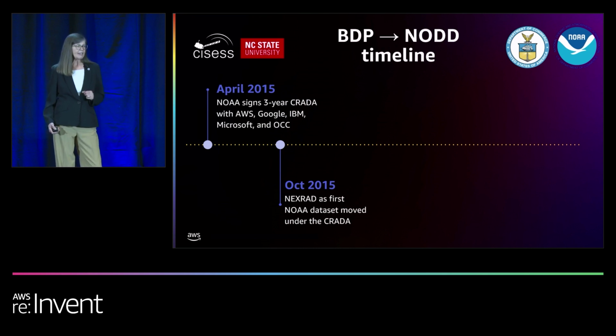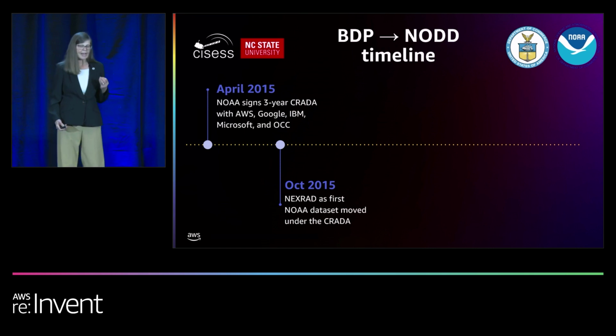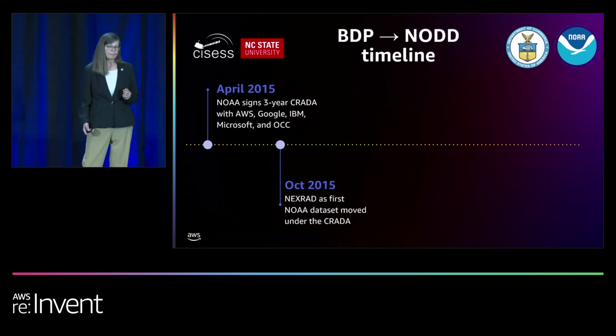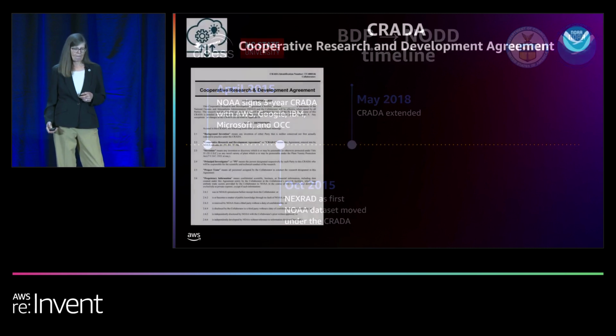Providing NEXRAD data on the cloud resulted in new and novel applications of the data, which was only feasible because the entire period of record for NEXRAD products could be accessed at once. Requesting and manipulating this data before NOD simply wasn't feasible, as the data was on tape. The CRADAs were then extended for a single year.